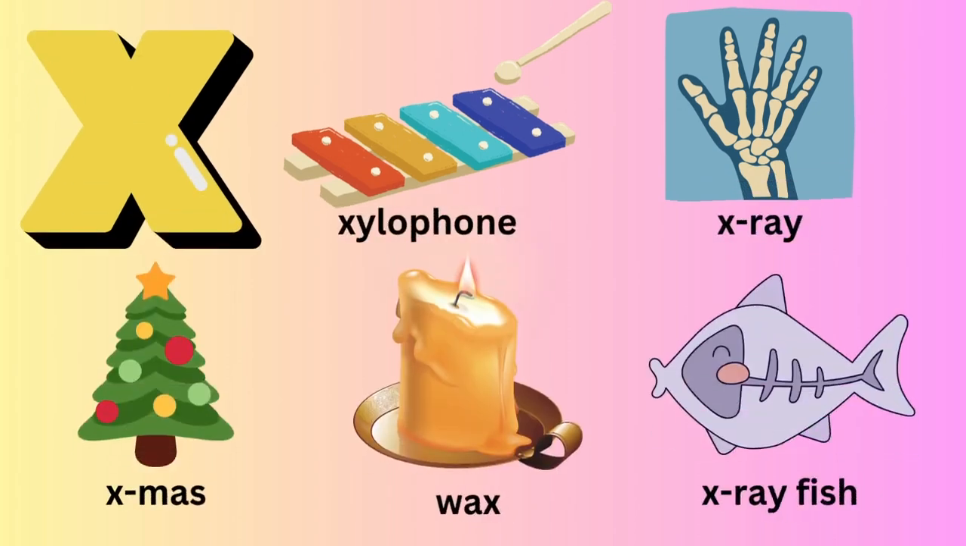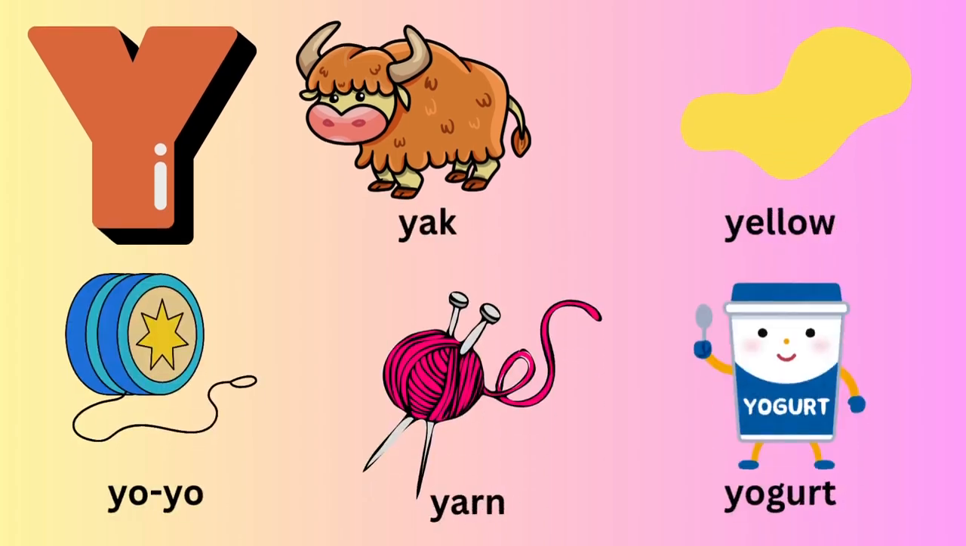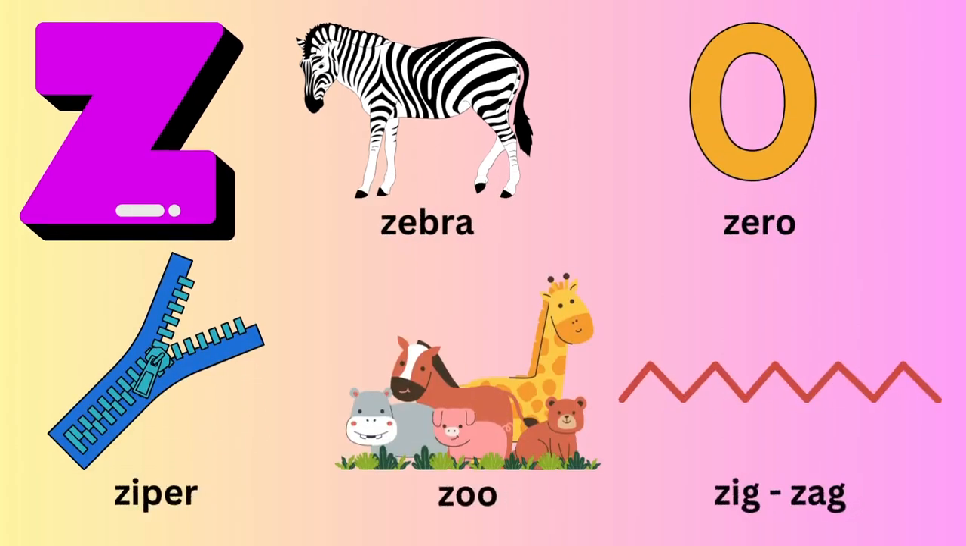X is for xylophone, X-ray, Xmas, wax, X-ray fish. Y is for yak, yellow, yo-yo, yarn, yogurt. Z is for zebra, zero, zipper, zoo, zigzag.